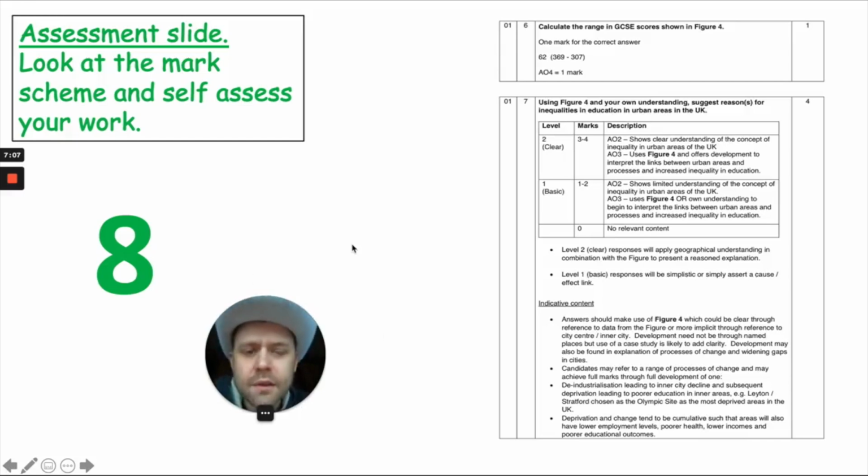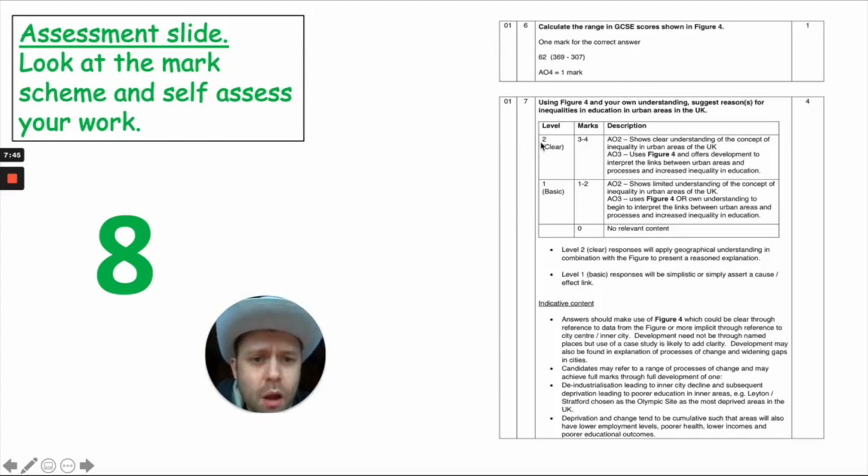Okay, welcome back then. So this is the last mark scheme, and hopefully you have learned something and developed some skills during this masterclass. So very, very quickly go through this. Calculate the range. Largest take away the smallest. So 369 minus 307. The answer is 62. AO4, okay, is basically geographical skills. You don't have to show the working. If you put 62, you get the mark, but I would show the working just in case.